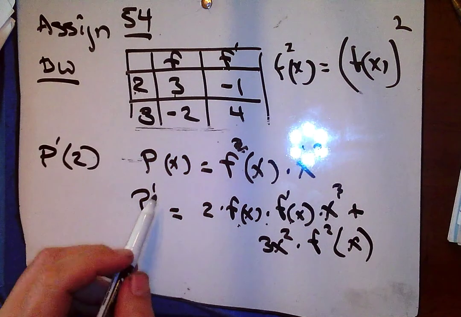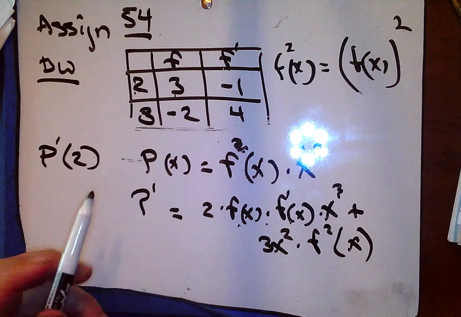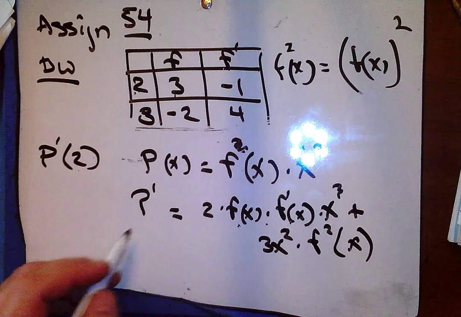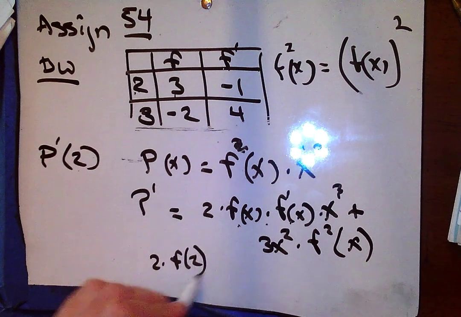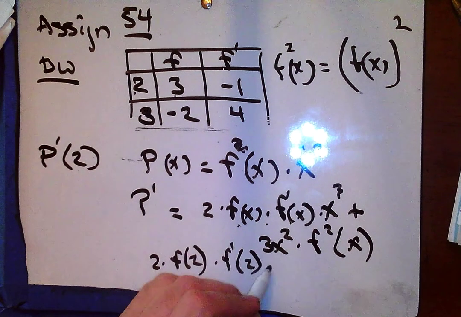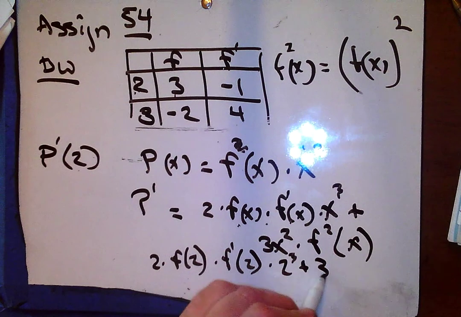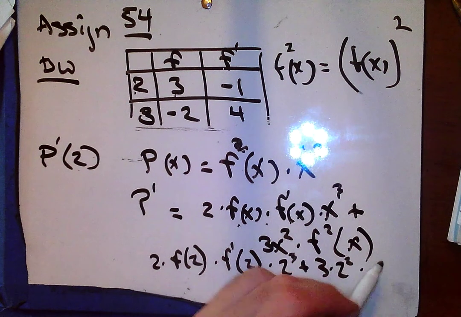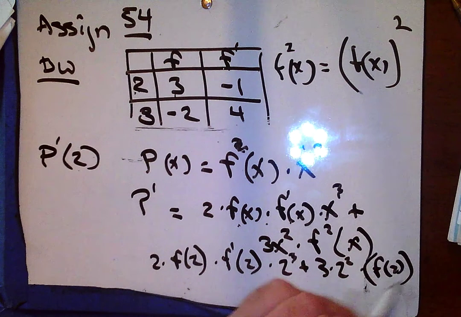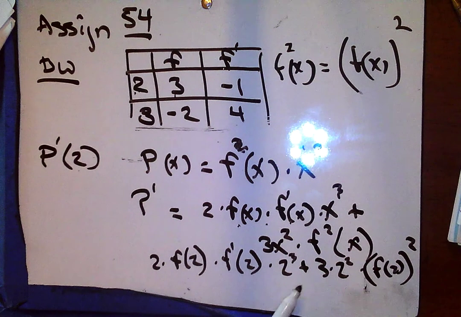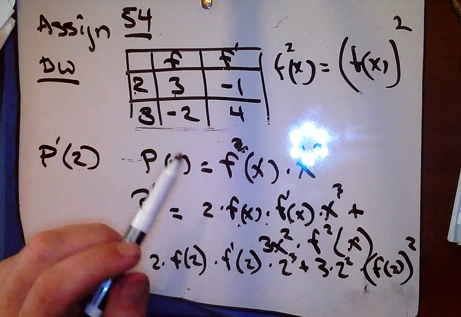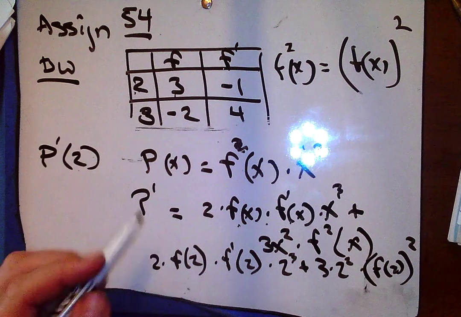Okay, now having gotten through the challenging derivative part, let's see if we can get through the pre-algebra part and plug a 2 into our derivative. So I want 2 times f of 2 times f prime of 2 times 2 to the third plus 3 times 2 squared times f of 2 squared. I think actually writing this out like this really reduces people's mistakes. I know that we could probably easily do this in our head, but it's also a place that's really ripe for mistake making.